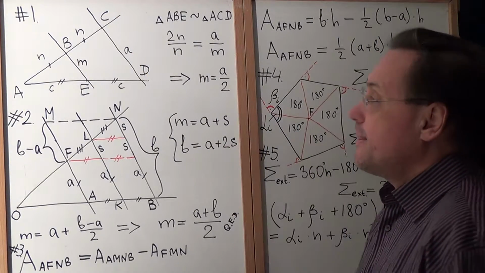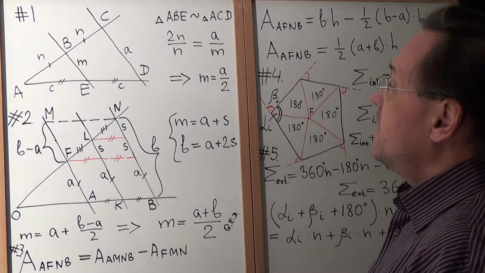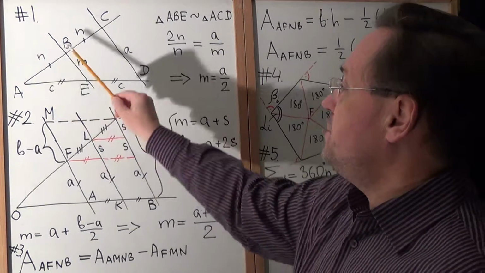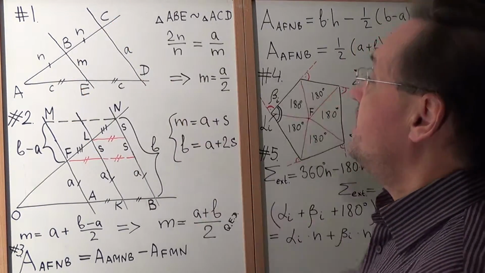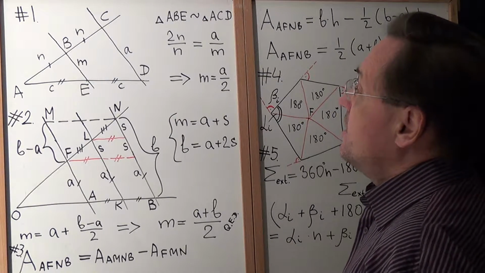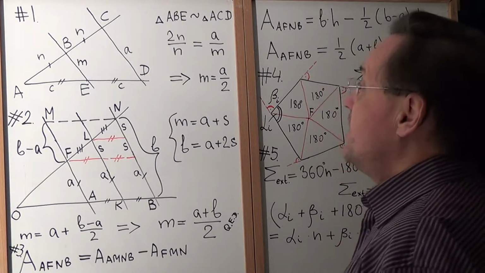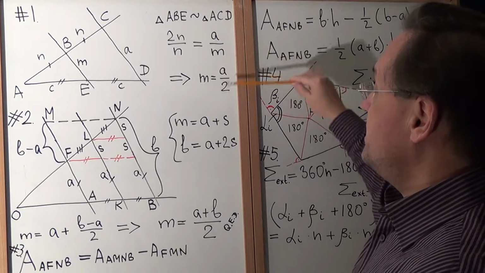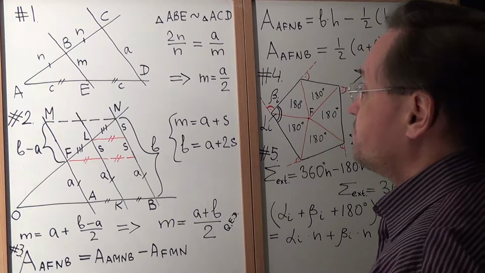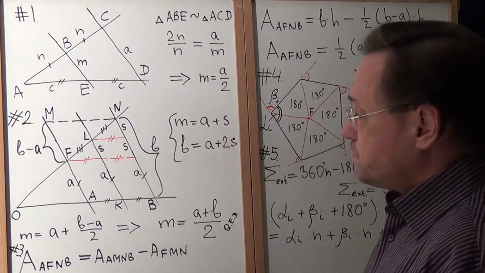Part 2. We have to prove actually this formula. Now we can see that triangles ABE and ACD are similar, and therefore corresponding sides of similar triangles are proportional. Therefore, we can easily prove this theorem. Number 2, midline of a trapezoid.